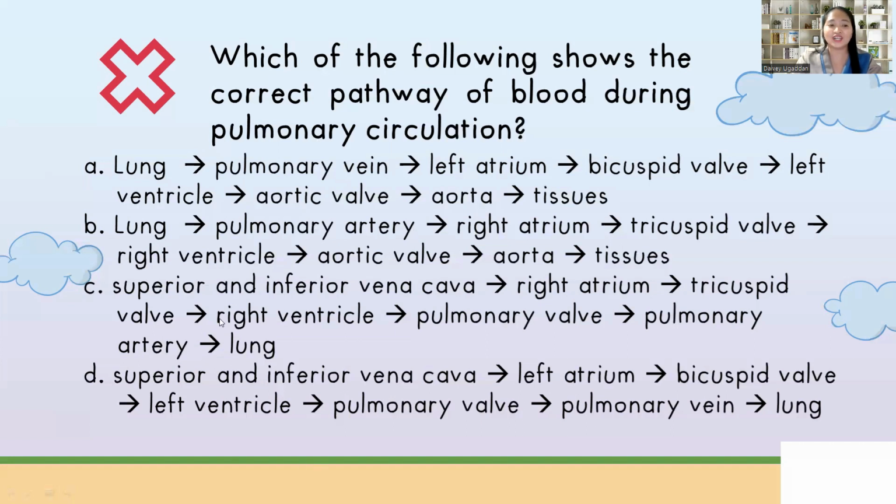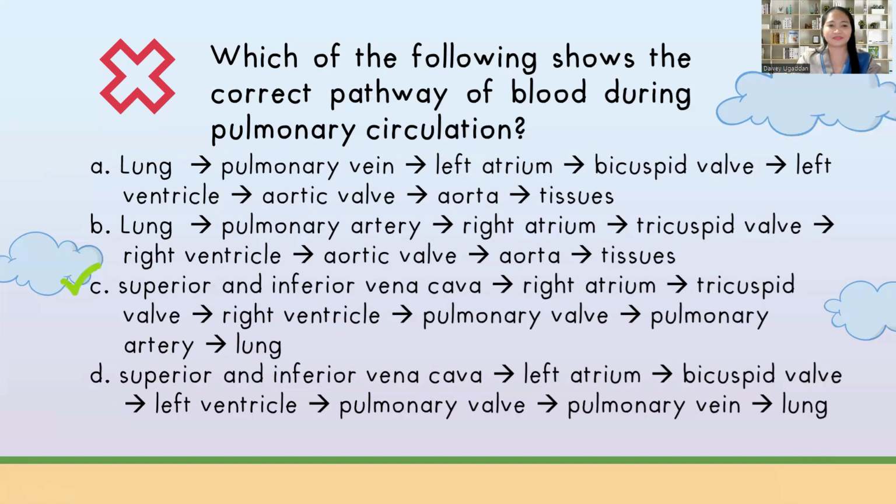So the correct answer is C, superior and inferior vena cava, to the right atrium, to the tricuspid valve, to the right ventricle, to the pulmonary valve, to the pulmonary artery, and to the lungs. Okay?